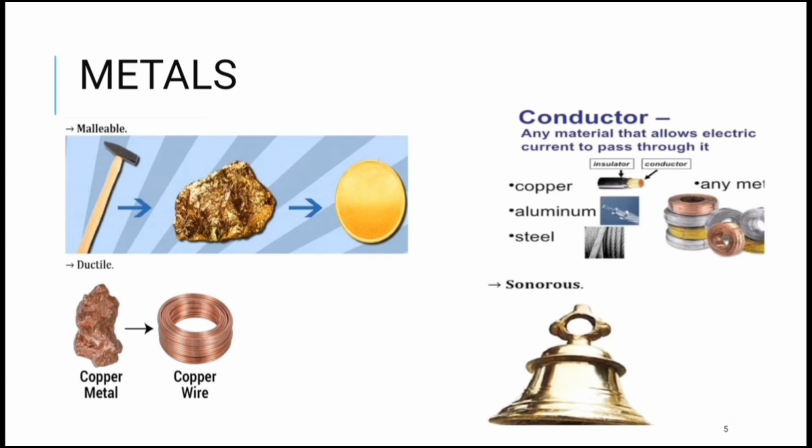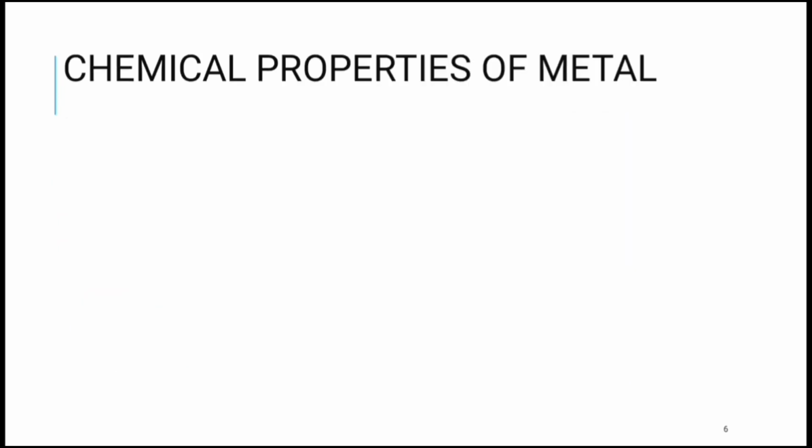And sonorous: in temples you can observe this type of instrument. It is made up of iron or some other metal, and when it is played you can observe the vibrating or ringing sound around. Let us understand the chemical properties of metals.